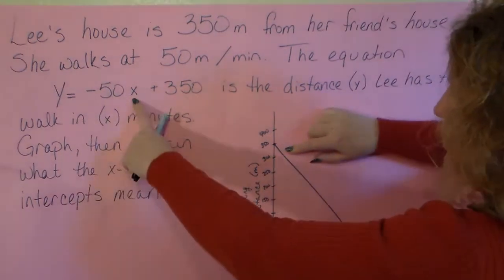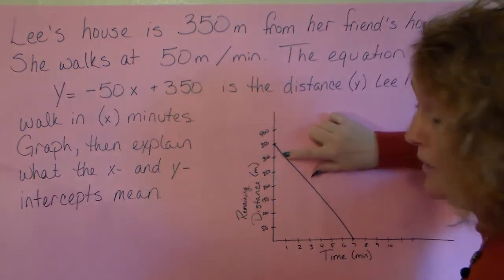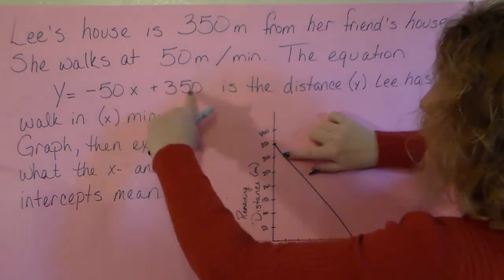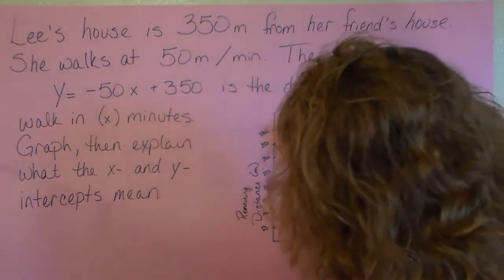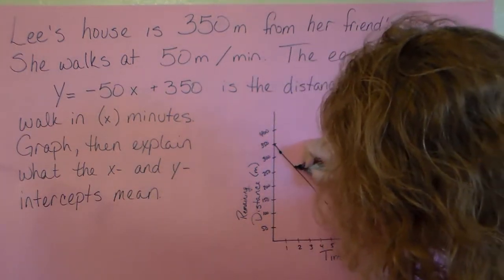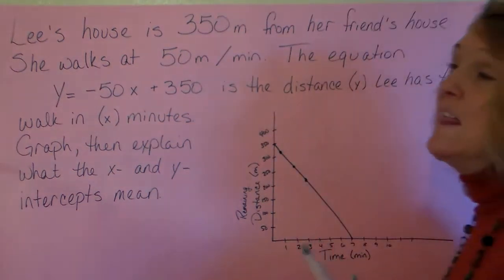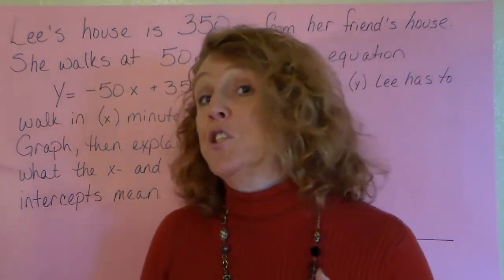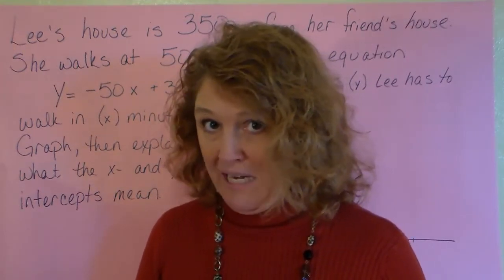After 1 minute, she's walked 50 meters, so she's got 300 left. After 2 minutes, she's walked 100 meters, so she's got 250 meters left. So you're ending up graphing this. And it gets you all the way down in here. And then they'll ask you to explain what the x and y intercepts mean.